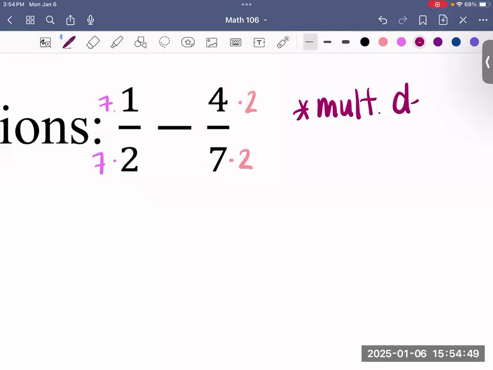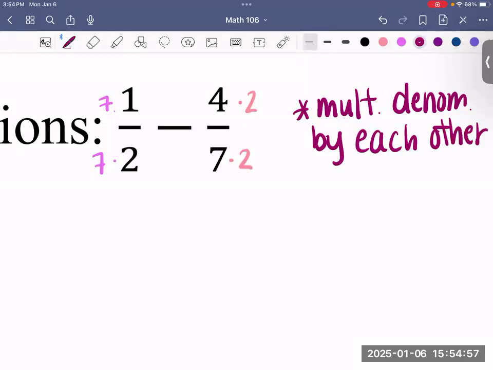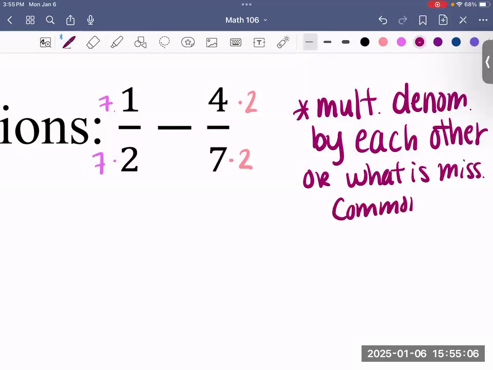Multiply the denominators by each other, or what is missing. Common denominator. So first we want to get the common denominator.